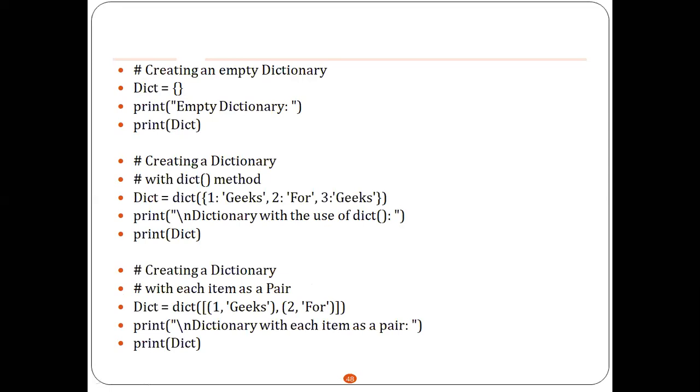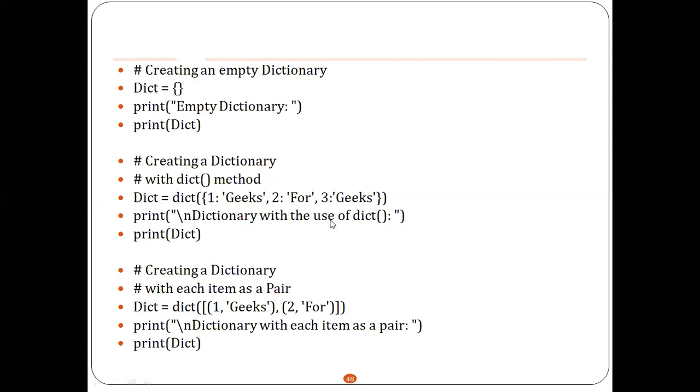Nothing is there within the dictionary. So now what you do is that I'll insert into the dictionary, right? We are using the literals: 1 colon gigs, 2 colon 4, and 3 colon gigs. And a dictionary has been created using a method called the dictionary method.